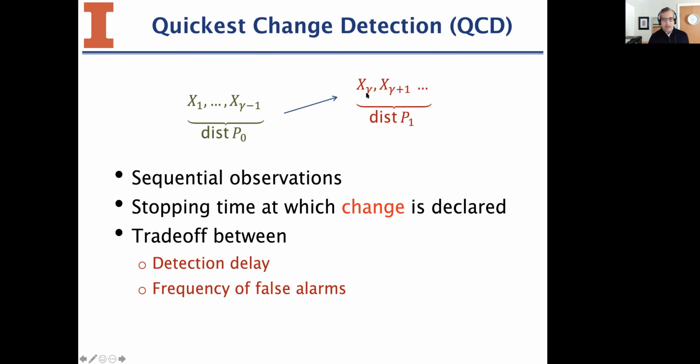The goal here is to stop taking observations at a certain point, say tau, and declare that the change has happened at that point. You'd like this tau to happen after the change occurs. But if it happens before, that means you've declared the change before gamma, and there will be a false alarm. A good quickest change detection algorithm gives you a good trade-off between the detection delay and the frequency of false alarms.